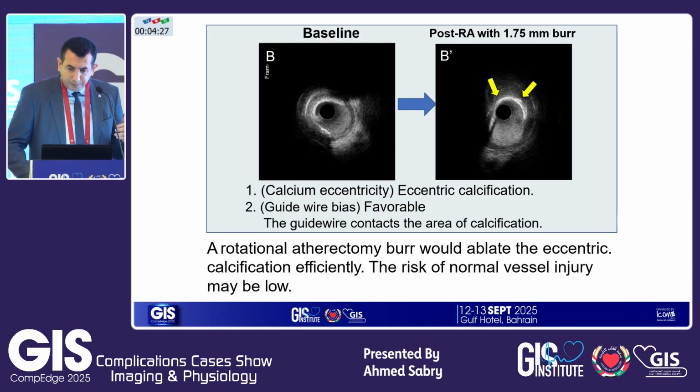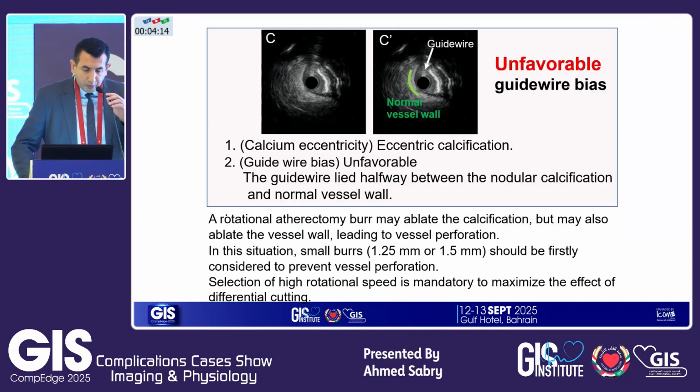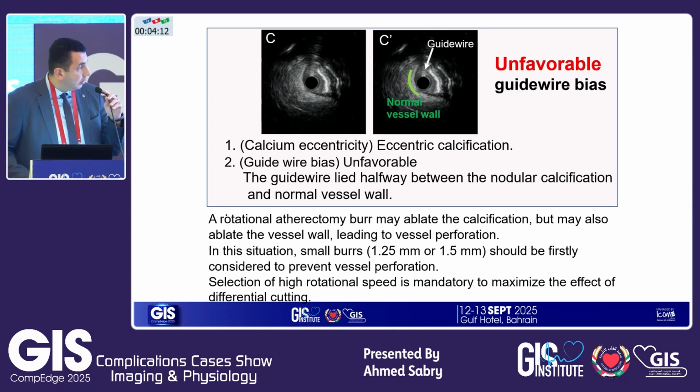Here also there is favorable guide wire bias, as we look, and it gives us a good result with minimal injury. Here it is unfavorable because the wire bias is halfway between the nodular calcification and the normal vessel wall.